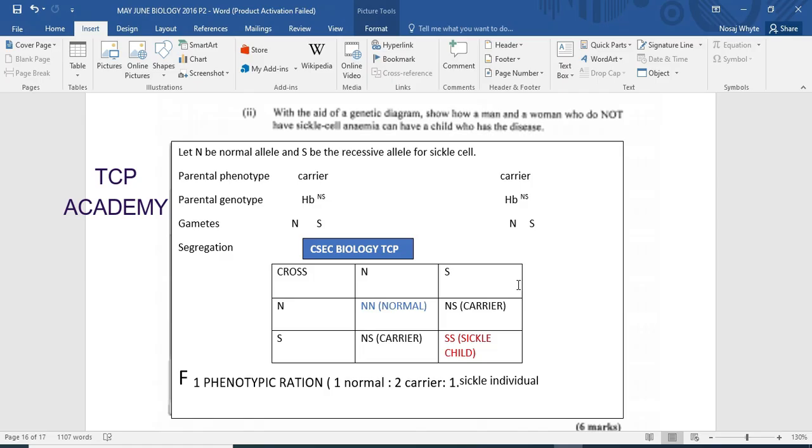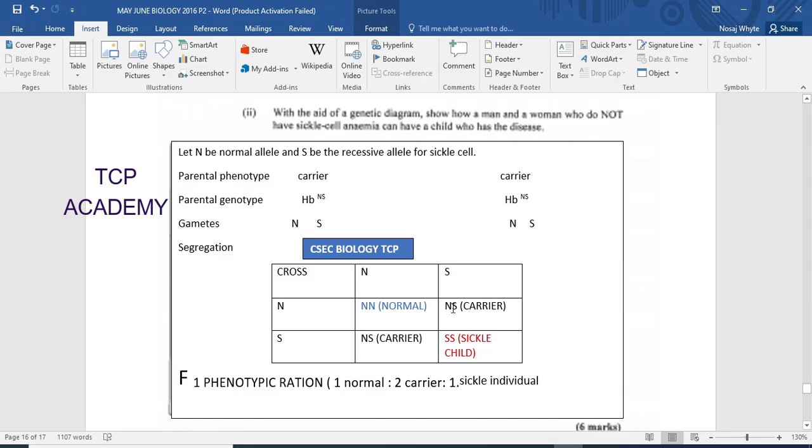So let's look at what we did. Looking at the screen, N and N intercept here, and we wrote both the genotype and the phenotype in. So the NN represents the genotype. This is going to be the possibility of one of the offspring. We are saying this is a normal person. This person doesn't suffer from sickle cell.